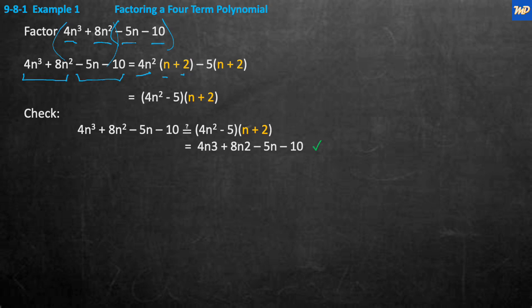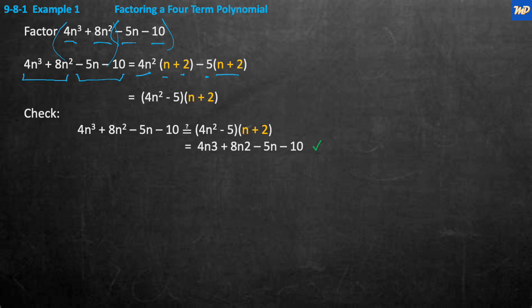Now we do the second set of terms. We take the negative 5n and the negative 10, and we pull a 5 out. We can't get an n out of both, but we can get a 5 out of both. We pull a negative 5 out because both terms are negative, and that makes the terms positive inside the parentheses. Then we have the n plus 2, because negative 5 times n is negative 5n, and negative 5 times 2 is negative 10.